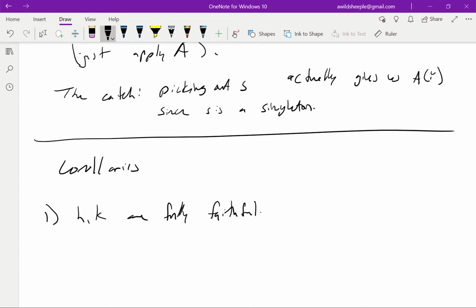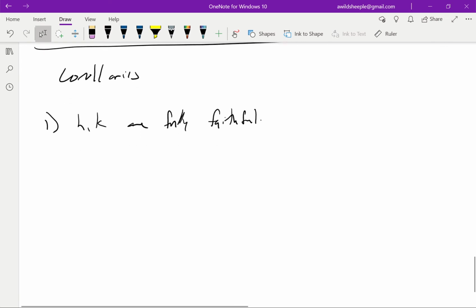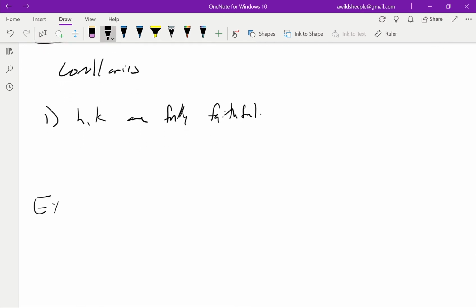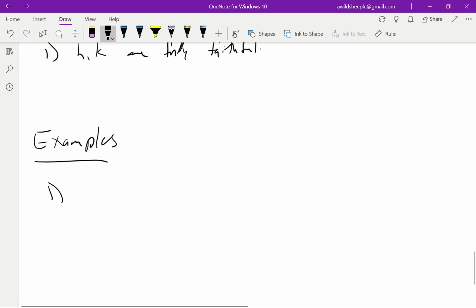So let's see how this manifests itself. It comes up in a handful of different places, and I'll show you 2.5 examples. So example 1, the most basic example, and now if you're new to category theory, you'll finally understand the memes.